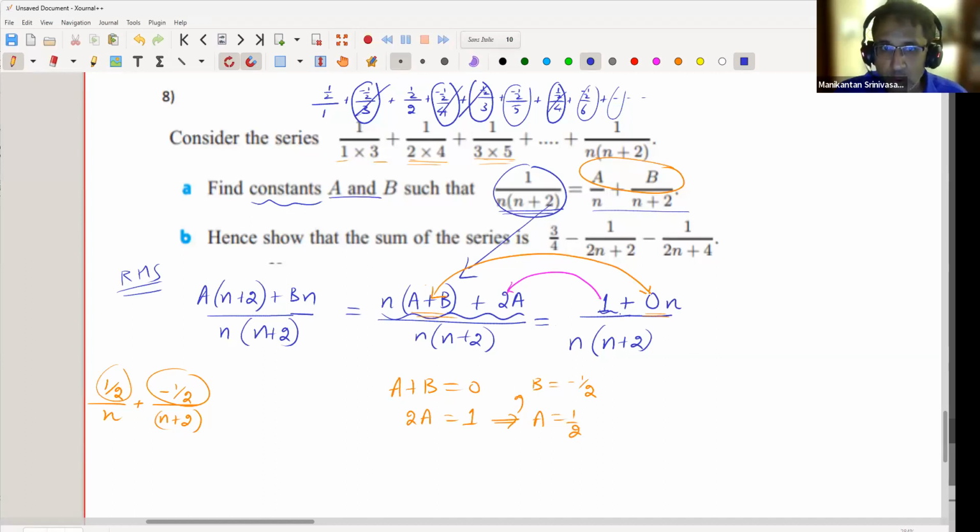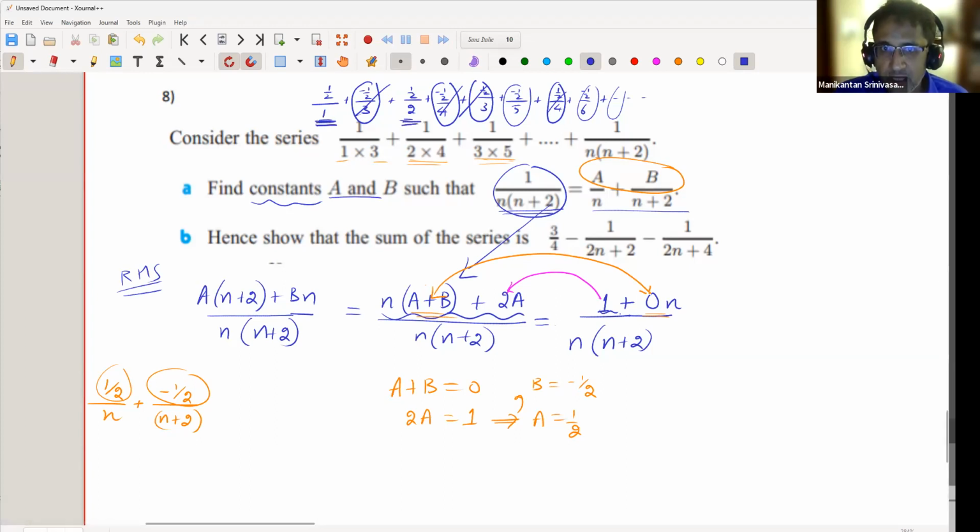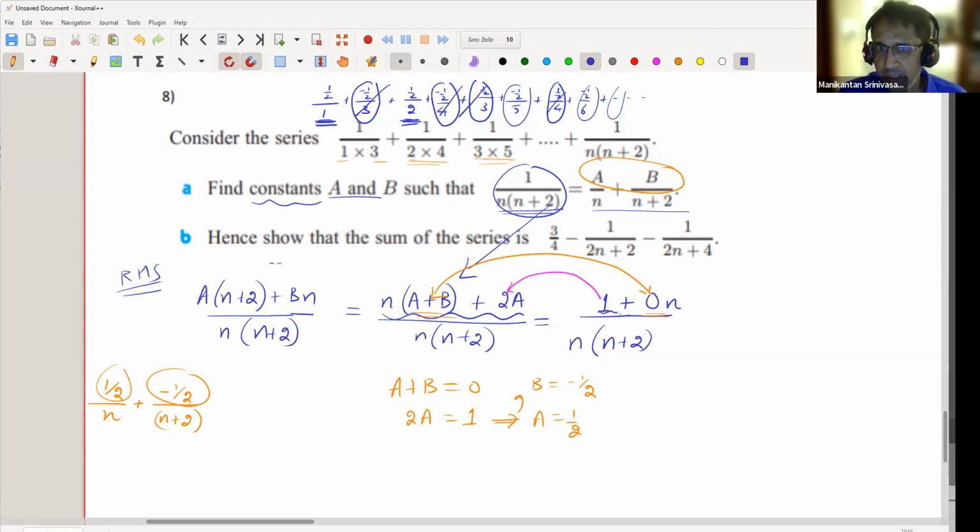But in this case, there are two terms which are not cancelling. Half by 1 is also not cancelling. Half by half is also not cancelling. So you just have to be careful how many terms are cancelling, how many terms are not cancelling. What is not cancelling is the first term in the first expression and the first term in the second expression, right? Half by 1 and half by 2 are not cancelling.